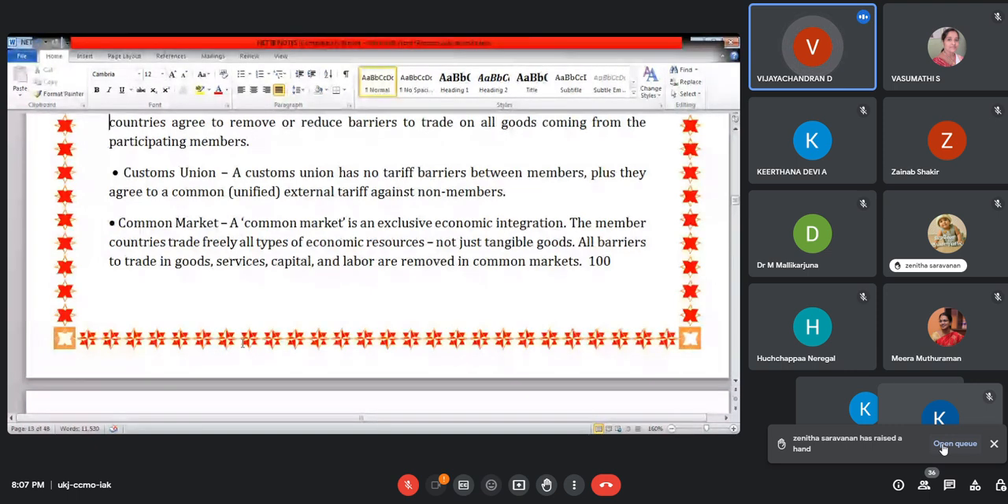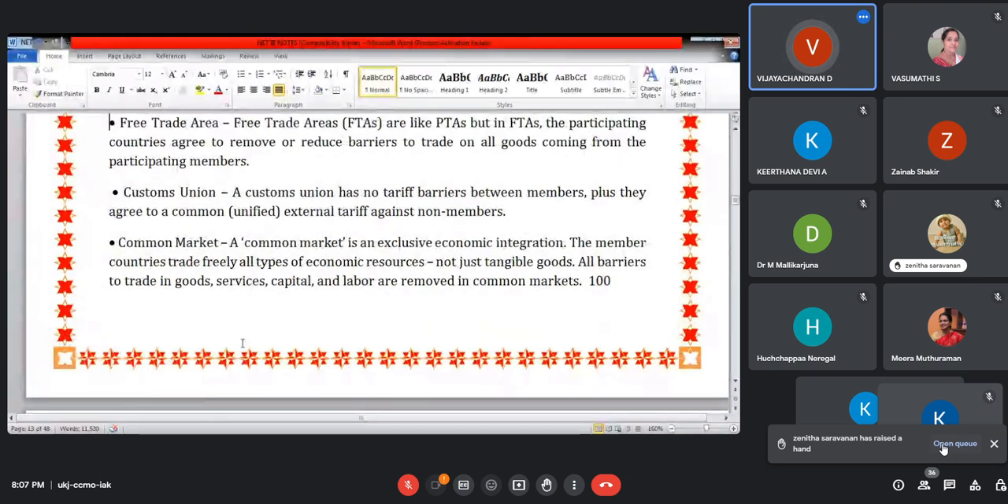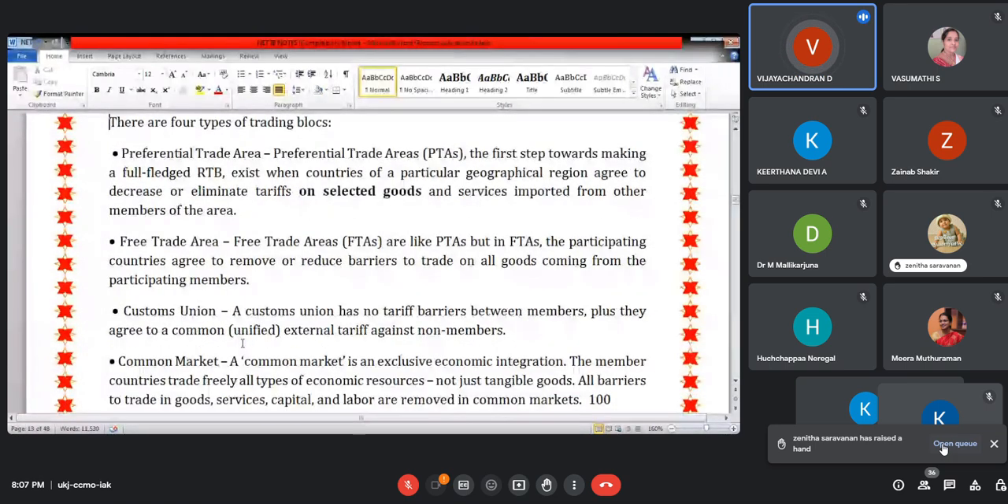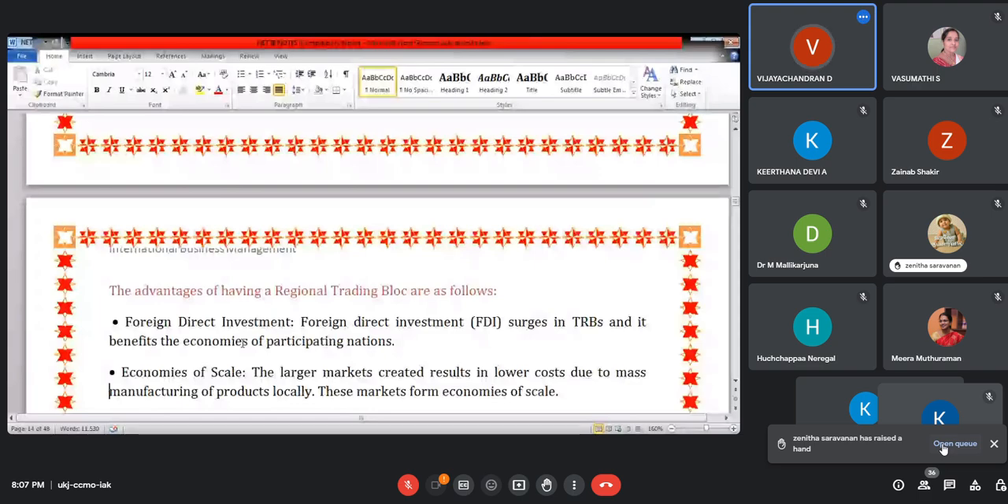Earlier I told you, only products and services. But in the case of common market, they will trade all the factors of production, all the things. So that comes under the common market. I told you PTA: particular goods. FTA: all goods. Customs union: the non-member country will face a high percentage of tax. Common market: 100%, 360-degree freedom, 360-degree free trade.